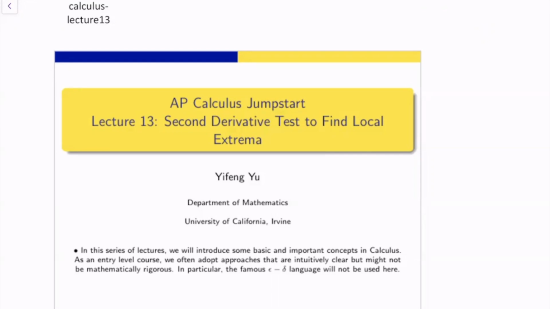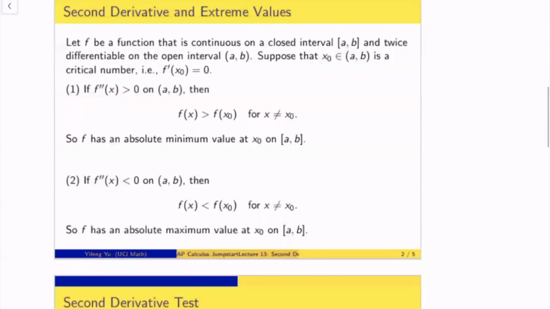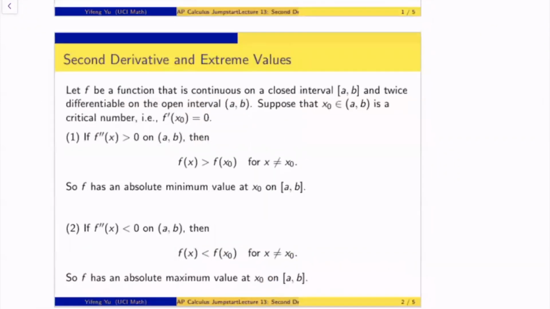All right, first let's recall the following theorem, or conclusion, we proved in a previous lecture. Suppose our function f is twice differentiable. The function is defined from a to b. This is a and this is b. Let's look at one first.